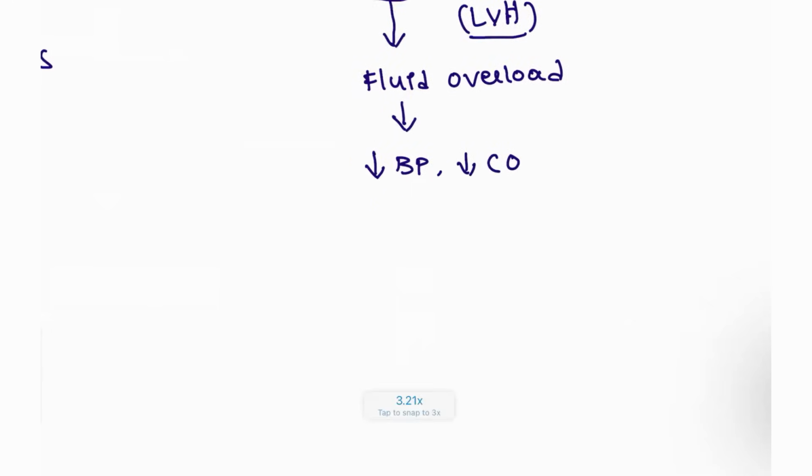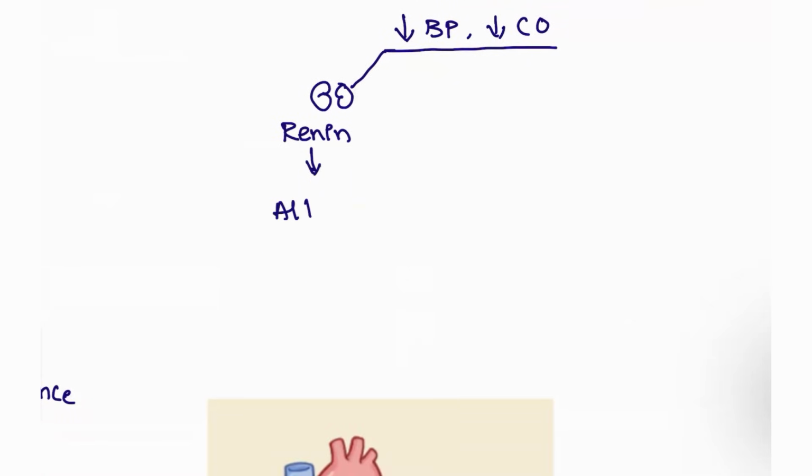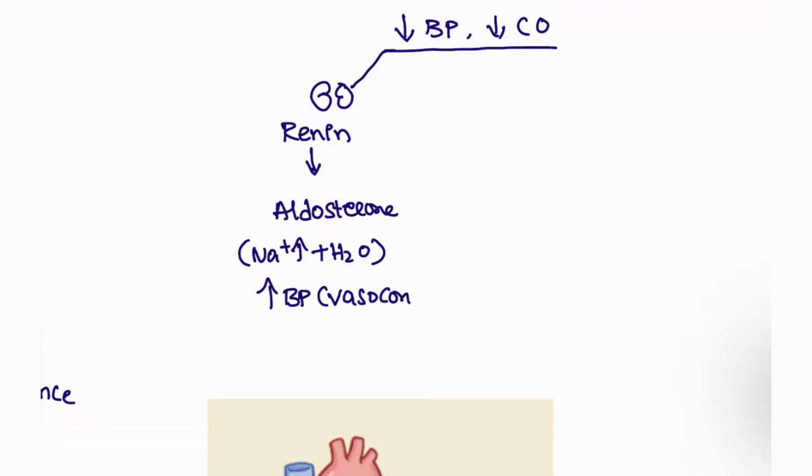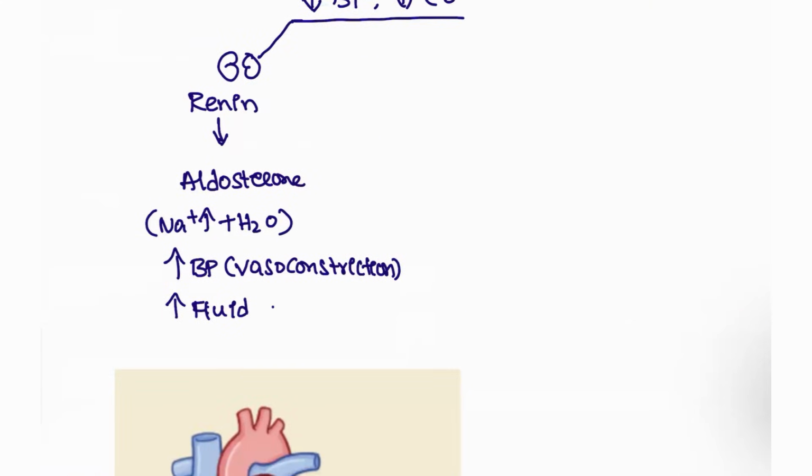So once the cardiac output is decreased, it will trigger the kidney, right? The kidney will release renin into the system. This renin is going to release aldosterone. What is the main mechanism of aldosterone? It is going to increase sodium absorption along with more fluid. This is going to increase the blood pressure with the help of vasoconstriction. Along with that, fluid is also going to increase, but our patient is already in fluid overload, so the condition is further worsening.